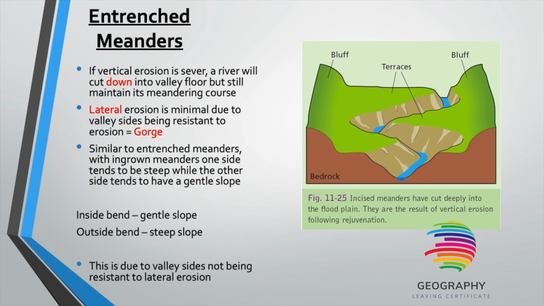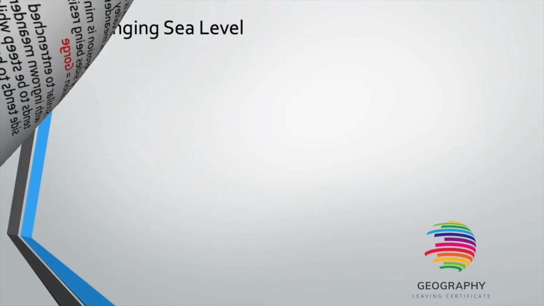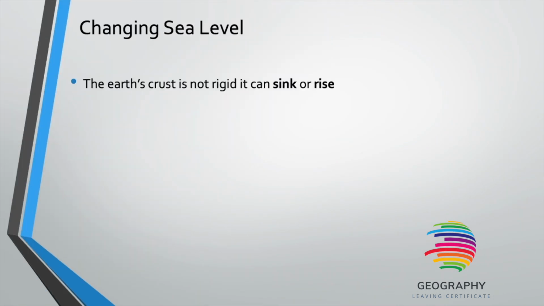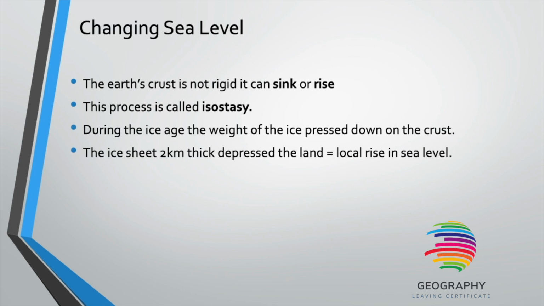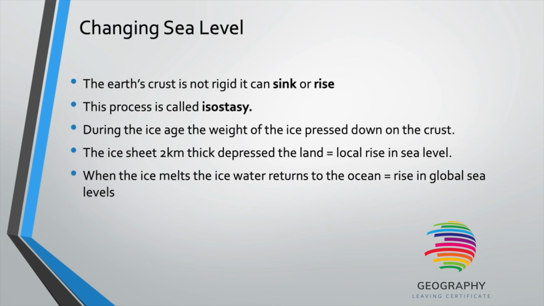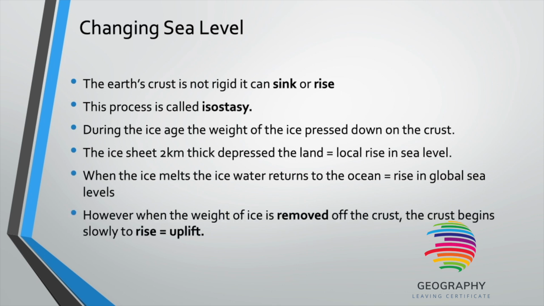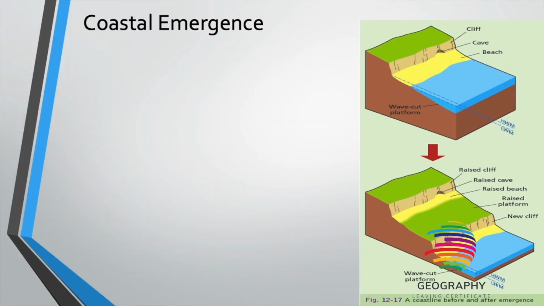In terms of coastal isostatic movement, it's the same idea again. The Earth's crust, we know, is not rigid. It sinks and it rises because it's floating on the asthenosphere. Because of the weight of the ice, it pushes the crust down. With the removal of the ice after the Ice Age, the Earth's crust begins to bounce back up again. When we look at the coast, we call this coastal emergence.